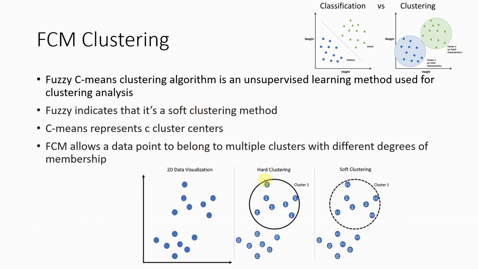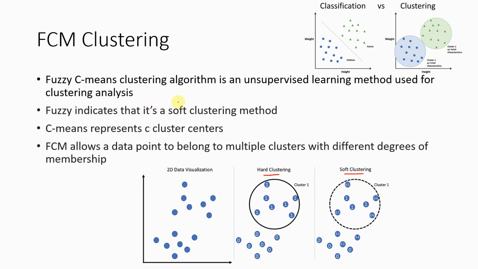Basically, clustering algorithms are divided into hard clustering and soft clustering. Hard clustering means a data point belongs to one class alone, and soft clustering means the data point belongs to more than one class. So based on the membership, the data point belongs to more than one class.